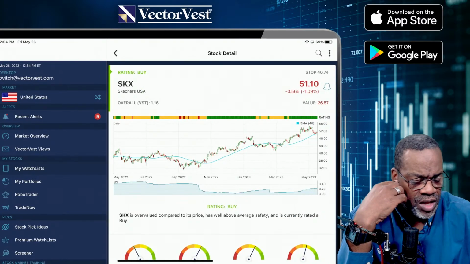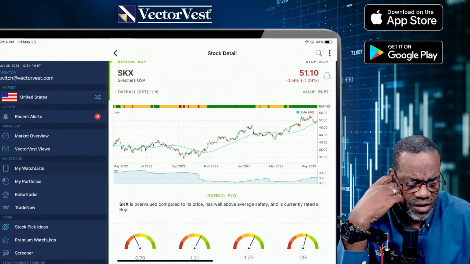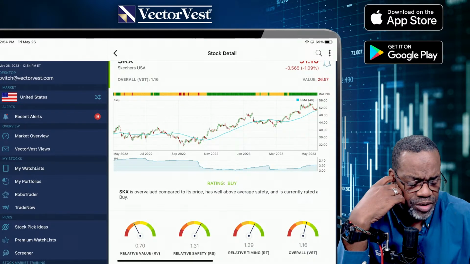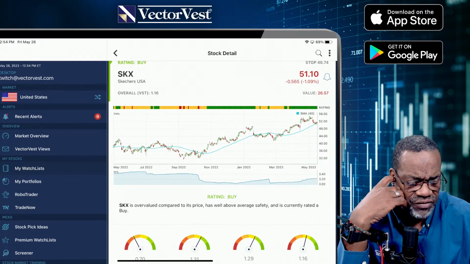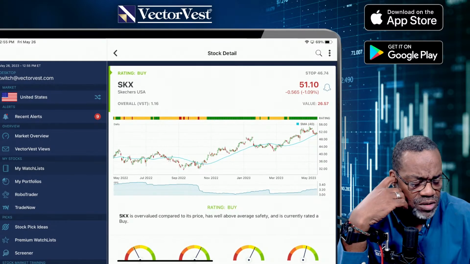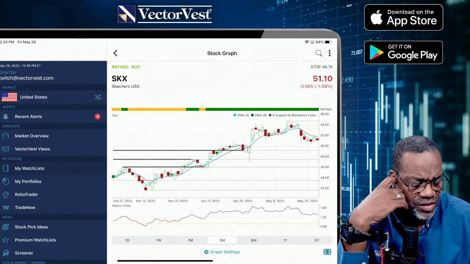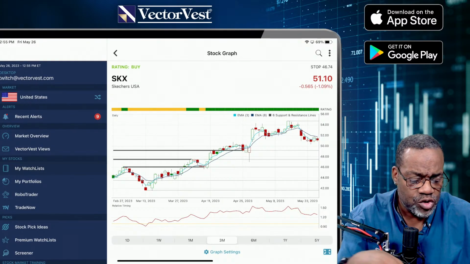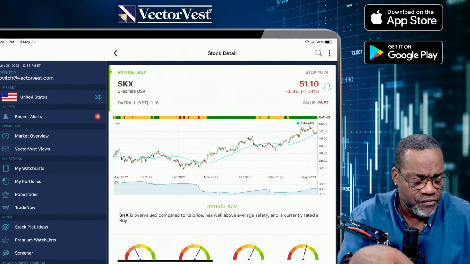SKX. Another stock that moved up nicely. RV below 1, RS above 1. This is more of a safety stock. Company makes money. VST above 1. What I don't like is retracing back to that level of support, or level of the moving average. RT is falling. I'd be careful with that. The 3 and the 8 have gone bearish already a few days ago. I'd be careful with that one.